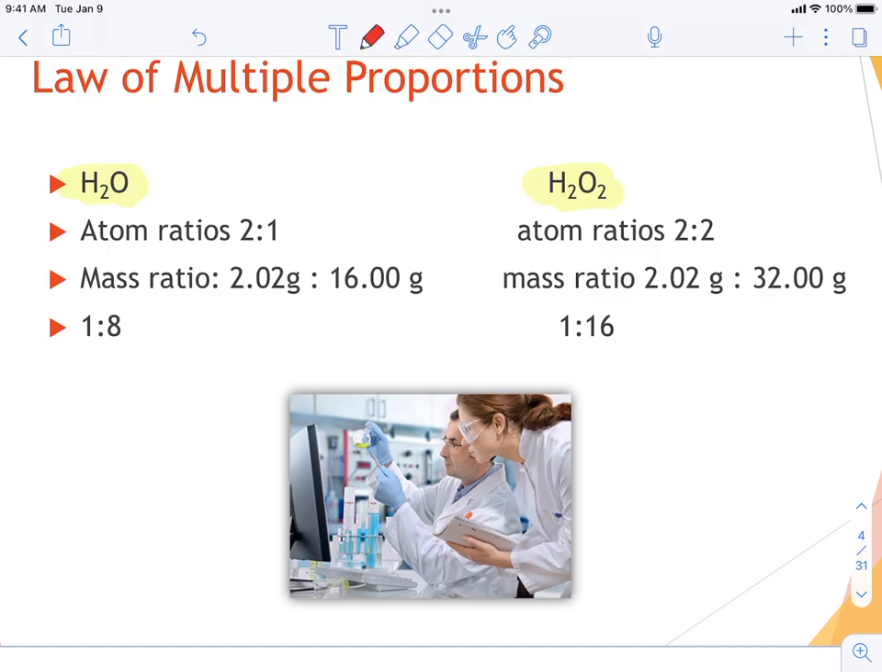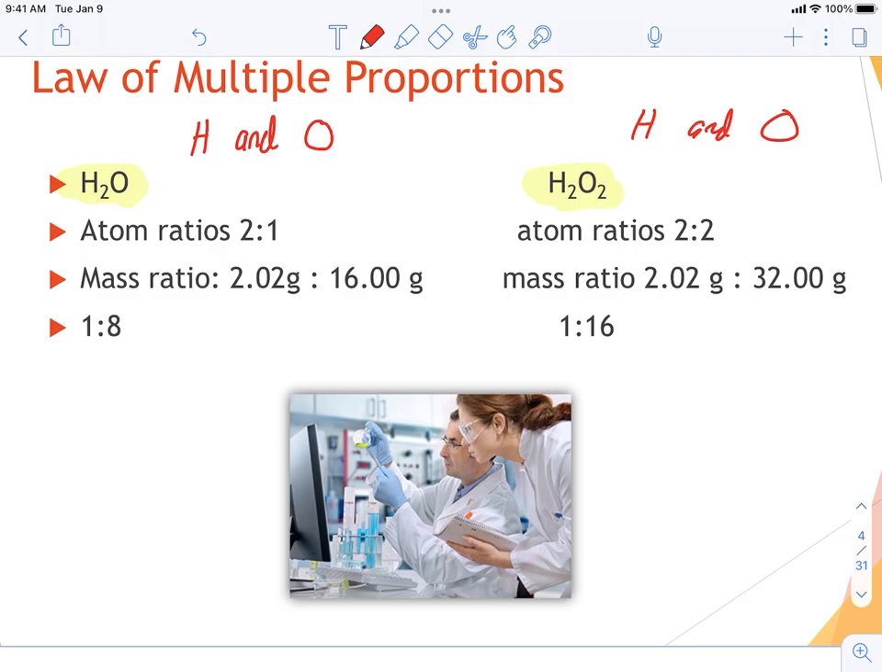Notice they are different, right? Water is H2O, hydrogen peroxide is H2O2. So they are different, but they are the same elements. Water has hydrogen and oxygen, and then hydrogen peroxide has hydrogen and oxygen. But the ratio is different. There's 2 oxygens in hydrogen peroxide, and only 1 in water.